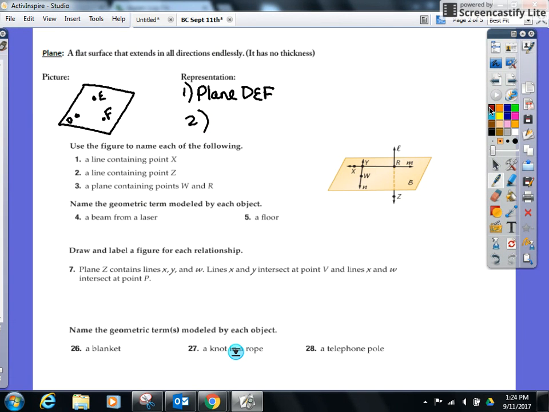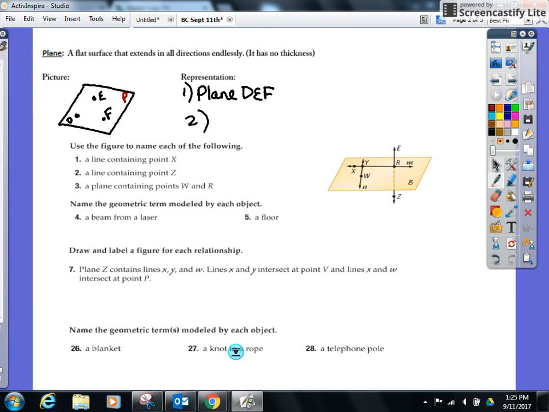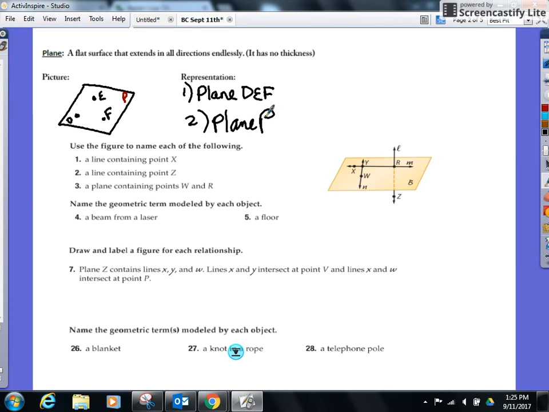instead of using the points in the plane, you will see in one of the corners of the plane a capital letter that does not represent a point. So this could also be called plane P. Okay?